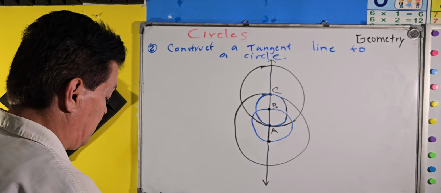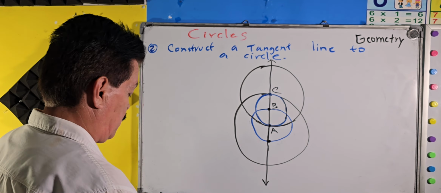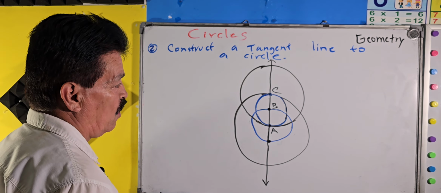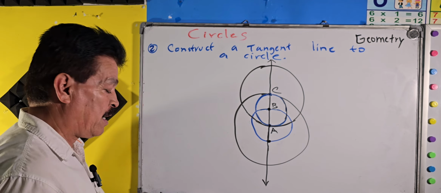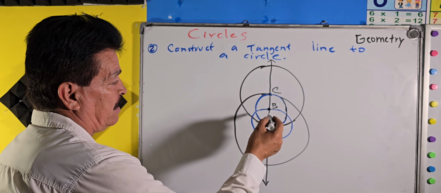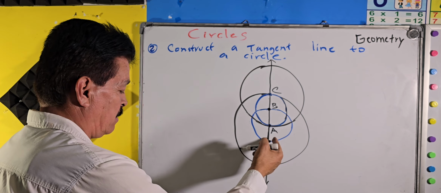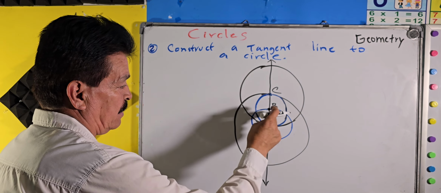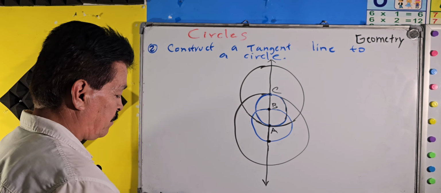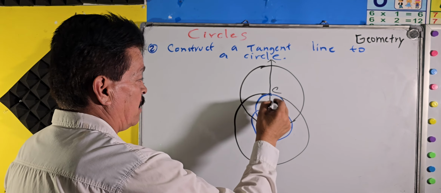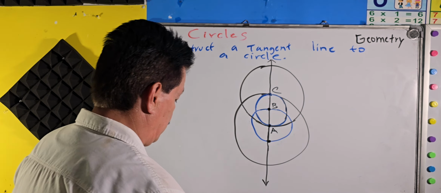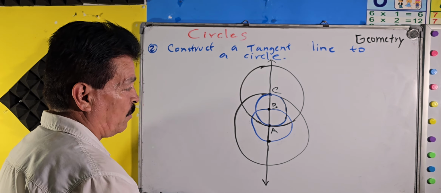After that, we have to complete the construction. It's not finished yet. We have to construct the tangent to the circle, the smaller one, this one right here. The tangent right here, I mean to AB. Carry out the following steps.